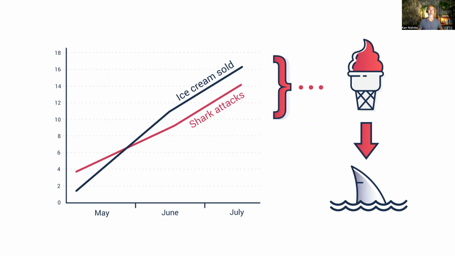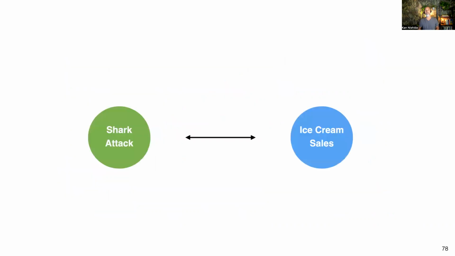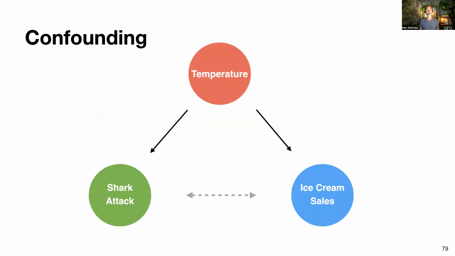So that means maybe I'm going to invite more sharks into the beach and have them attack people. Of course nobody would do that, even if it's possible, because it looks like these two are correlated. However, if you know how sharks and ice cream work, the temperature is actually the one causing the increase in ice cream sales and the increase in shark attacks.